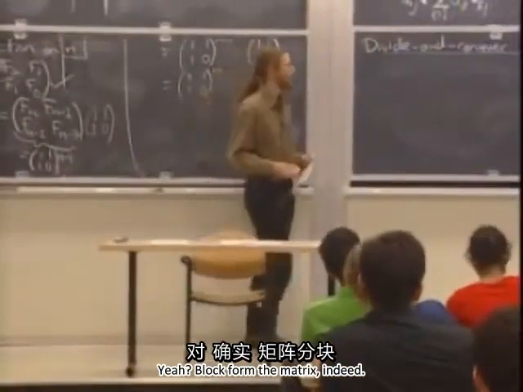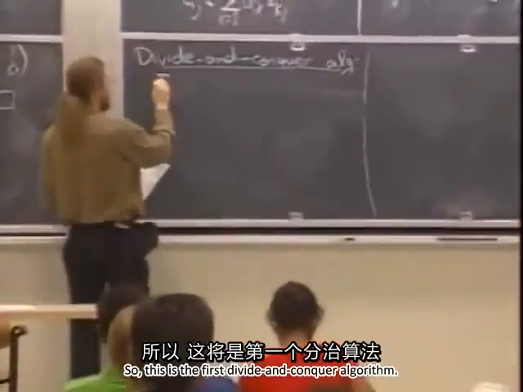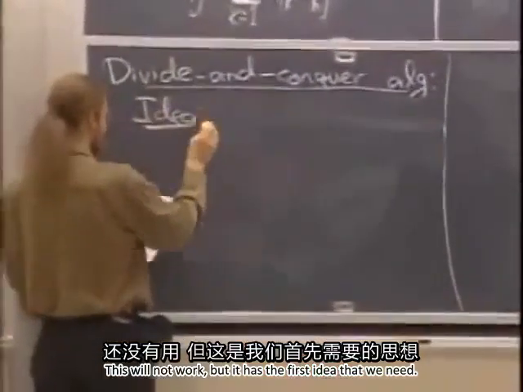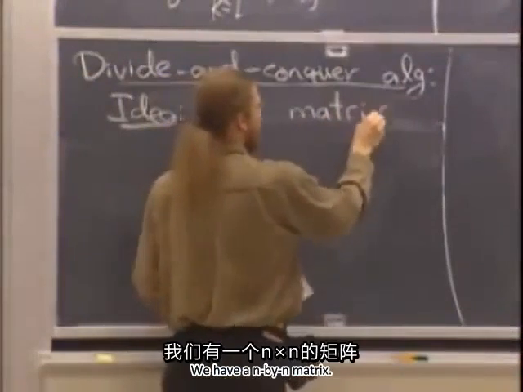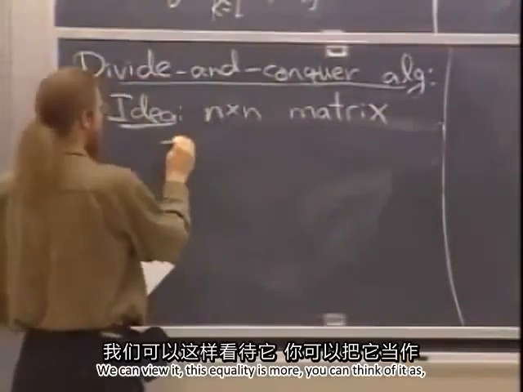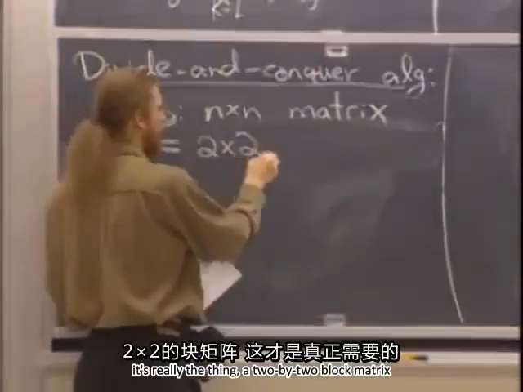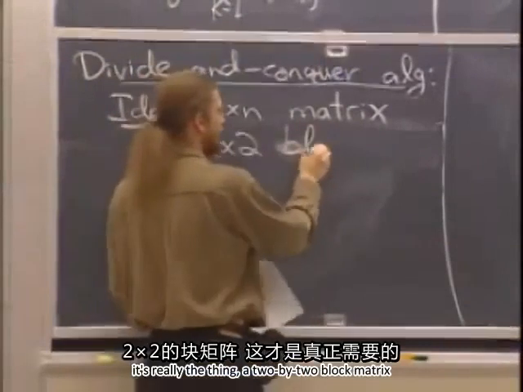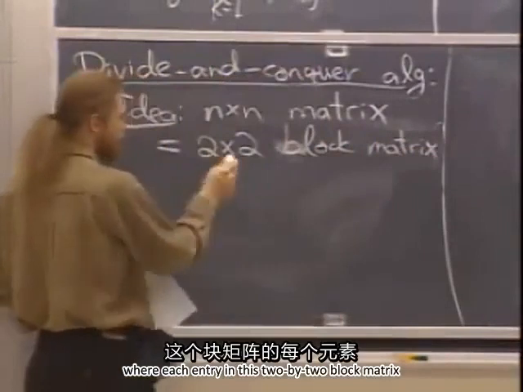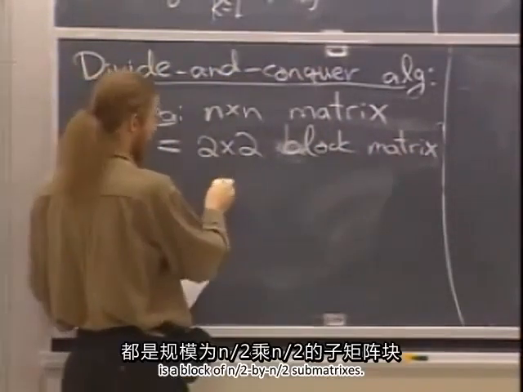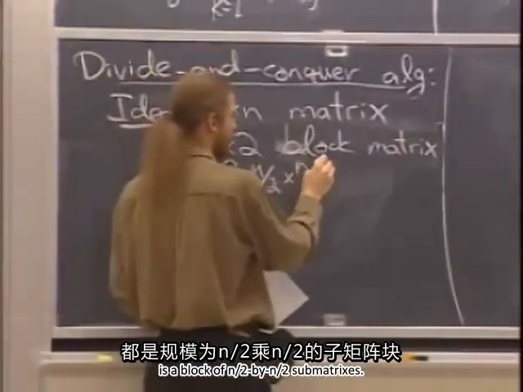Block form of the matrix, indeed. That's the right answer. So this is the first divide and conquer algorithm. This will not work, but it has the first idea that we need. So we have an n by n matrix. We can view it, this equality is more of a, you can think of it as, it's really the same thing, a 2 by 2 block matrix where each entry in this 2 by 2 block matrix is a block of n over 2 by n over 2 submatrices.